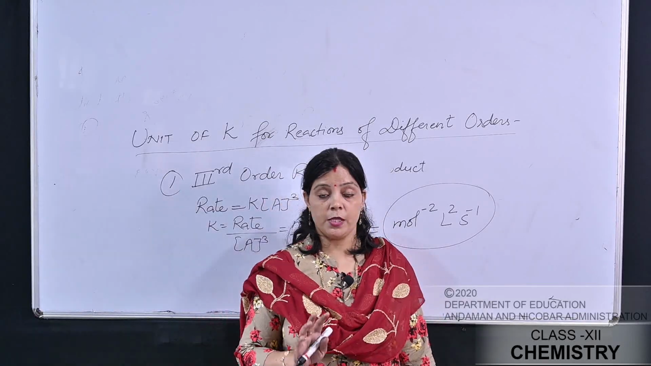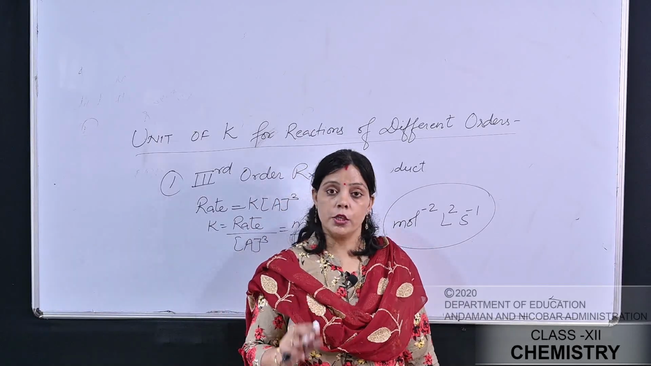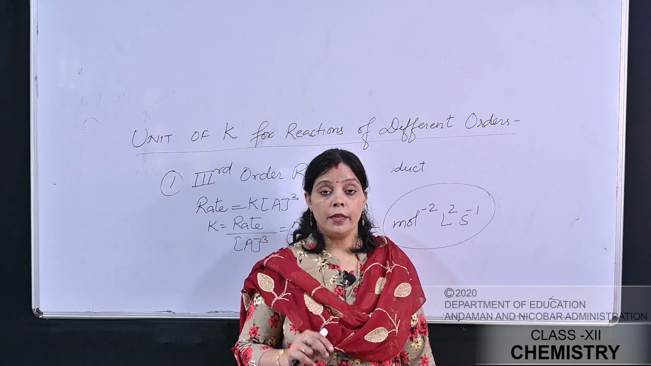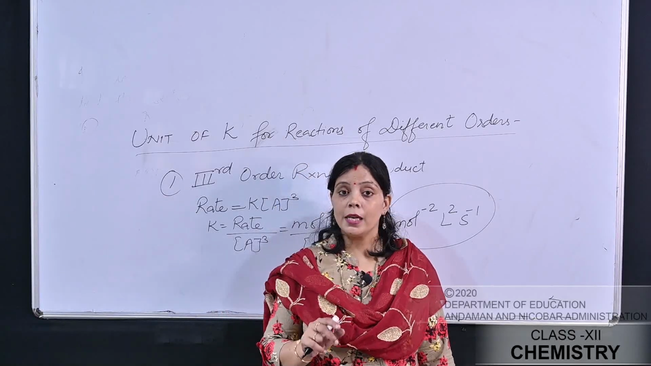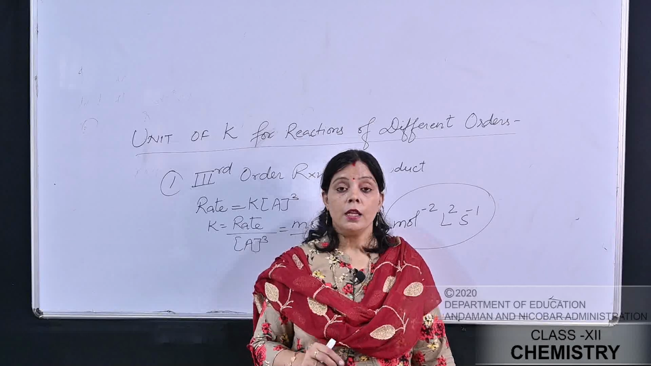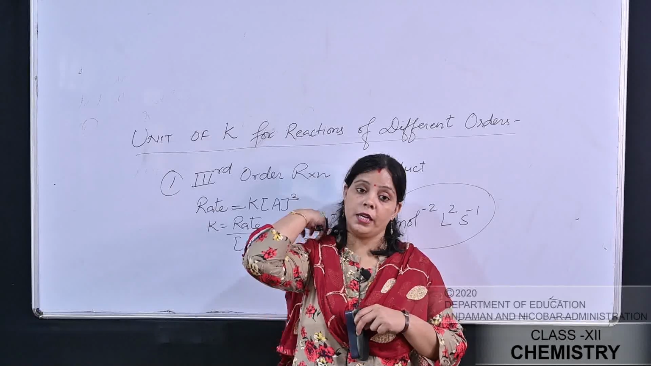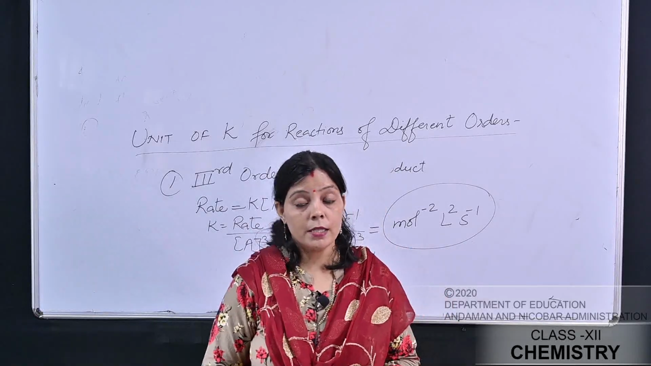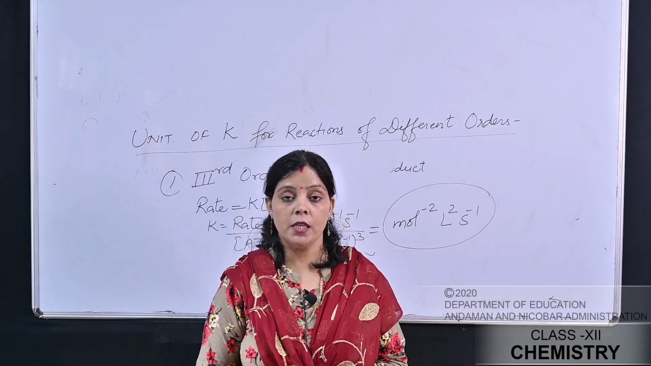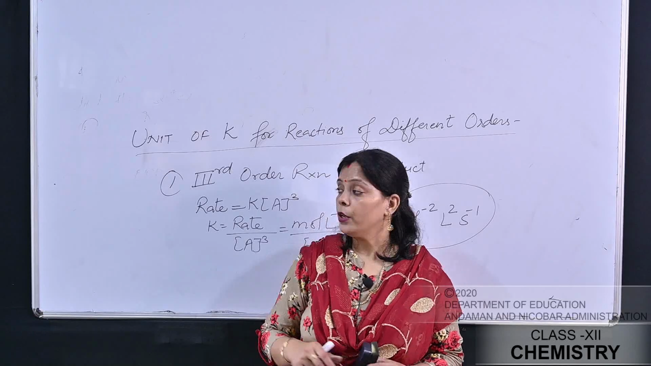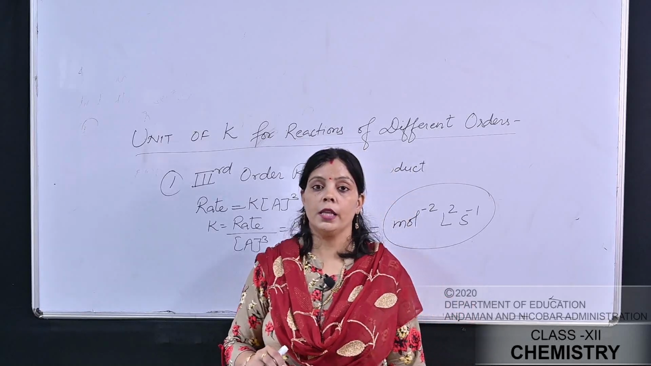Whereas the order is an experimental concept. The order can be fractional or zero. Since the order of the reaction is an experimental concept, it gives us an idea about the mechanism of the reaction, and it tells us that the slowest step in the reaction is the rate determining step, because the reaction cannot proceed faster than the slowest step. And since the order is an experimental concept, it changes with change in temperature and pressure.